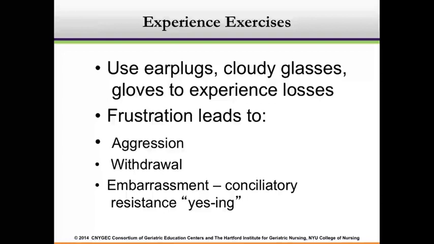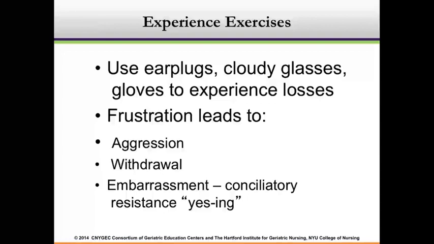The other response with frustration is withdrawal. It's too hard. I can't talk. I hurt. I've got dry mouth. I can't hear. I'm just going to withdraw. I'm not going to have small talk anymore. I'm only going to say yes or no, whatever I can do to get the job done really fast.